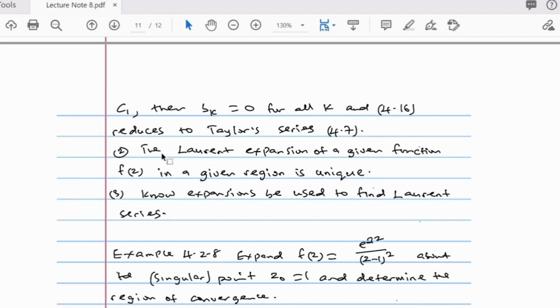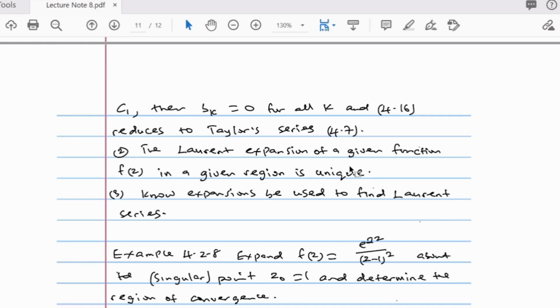Okay, so another remark is that the expansion of a given function in a given region is unique. You only get a unique expansion. You can't get two at the same time. So no expansion can be used to find the Laurent series. The expansions that you already know, you can use them to find the Laurent series of any given function.